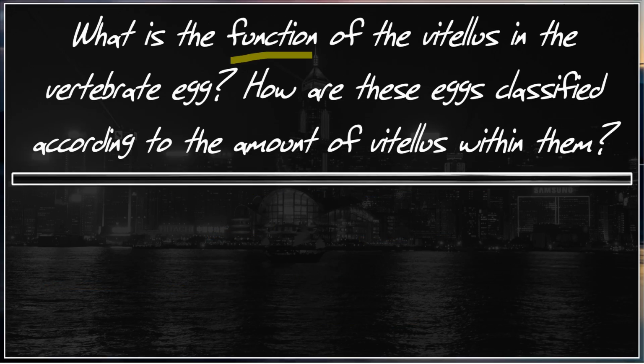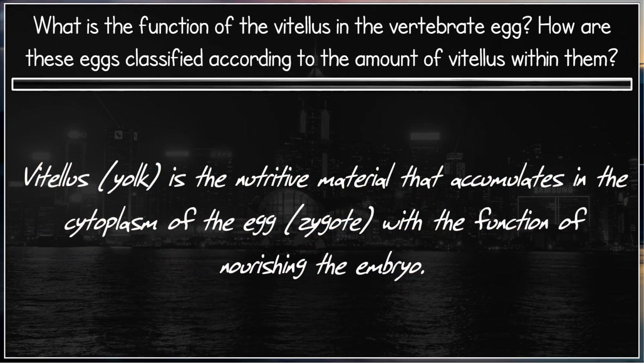What is the function of the vitellus in the vertebrate egg? How are these eggs classified according to the amount of vitellus within them? Vitellus, the yolk, is the nutritive material that accumulates in the cytoplasm of the egg or the zygote with the function of nourishing the embryo.